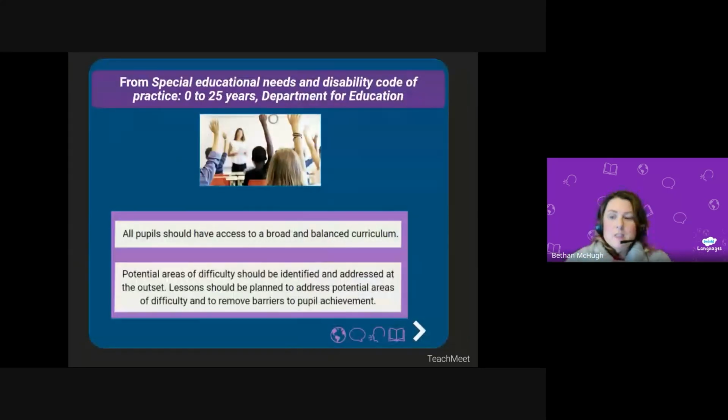So I want to start by looking at the Special Educational Needs and Disability Code of Practice, which basically is telling us that all pupils should have access to a broad and balanced curriculum. It sounds like common sense, but languages in particular is an area that sees children removed from lessons. They're withdrawn from languages to pick up support elsewhere.